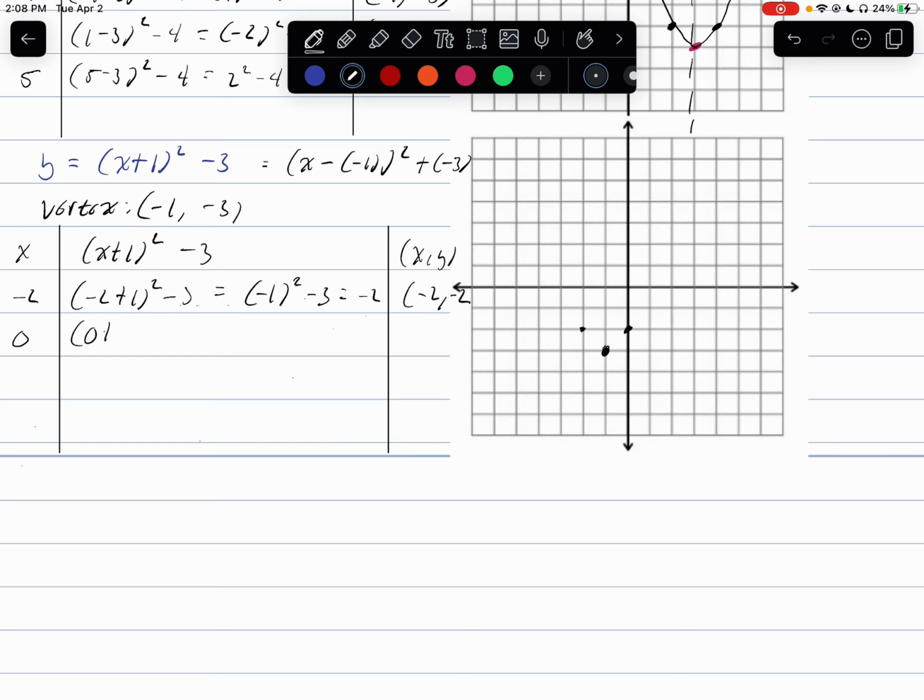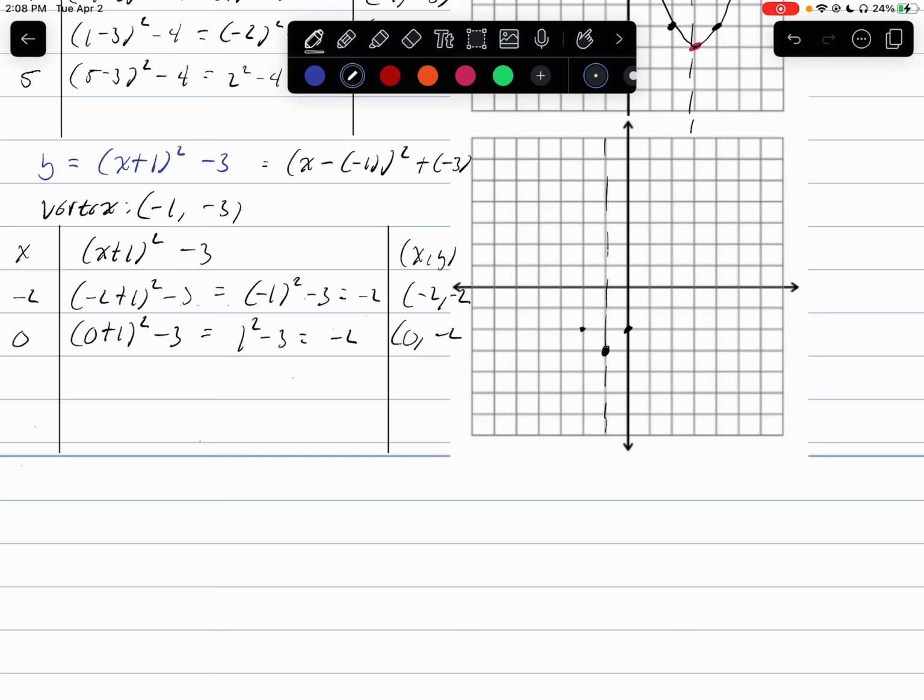So we have 0 plus 1 squared minus 3. That's going to give us 1 squared minus 3, which is just 1 minus 3, which is negative 2. So we're going to get 0, negative 2. Look at that. Okay? So what you can do with these parabolas is you really only have to graph one side because you can take advantage of the symmetry that we have here.